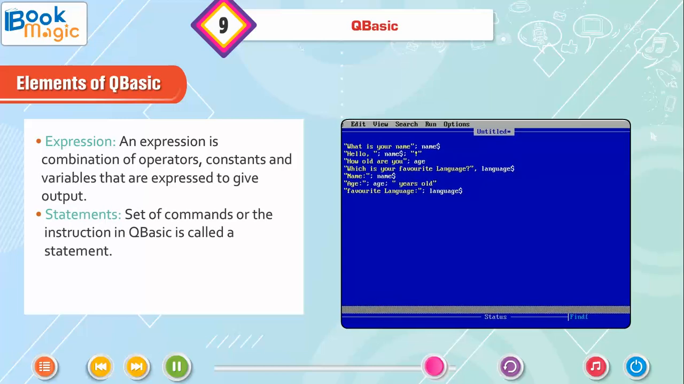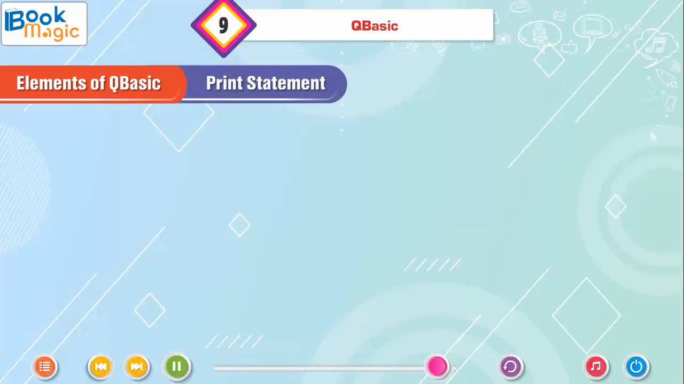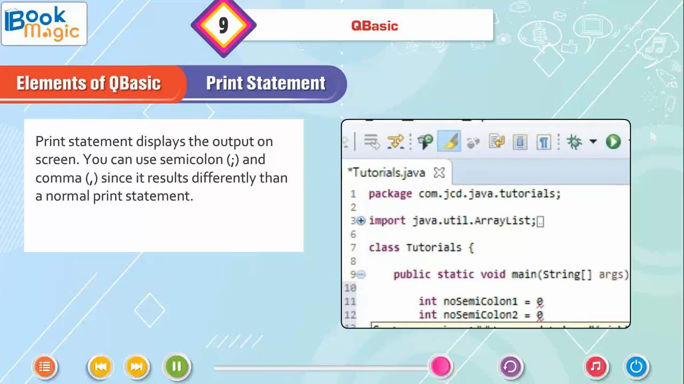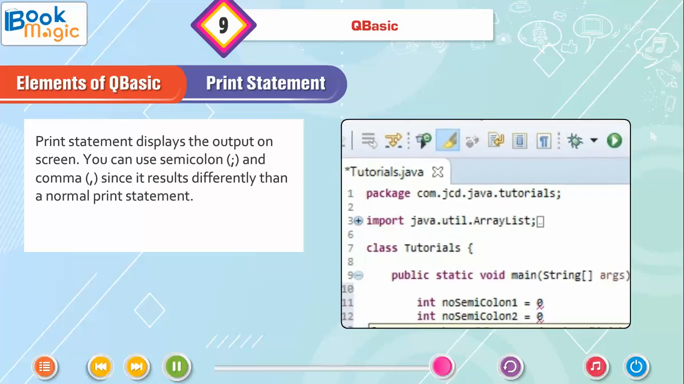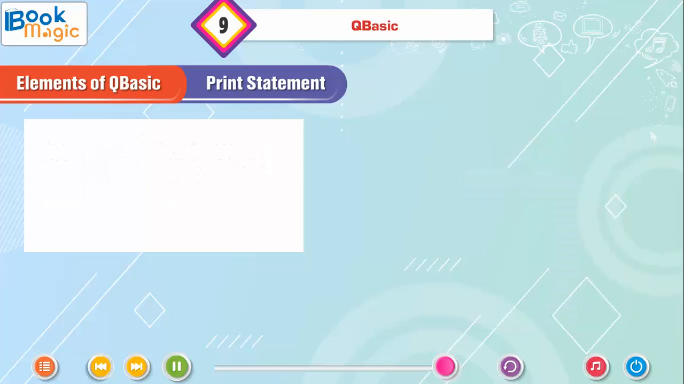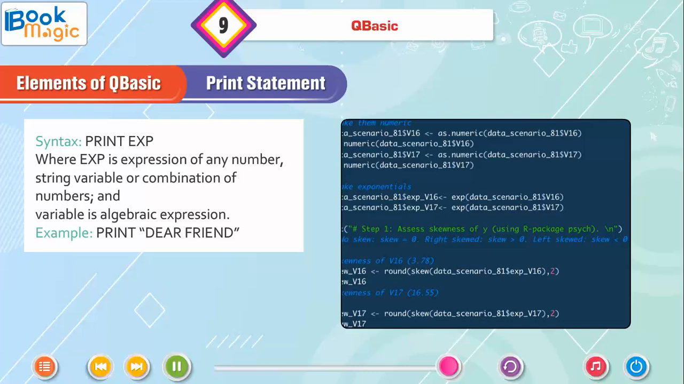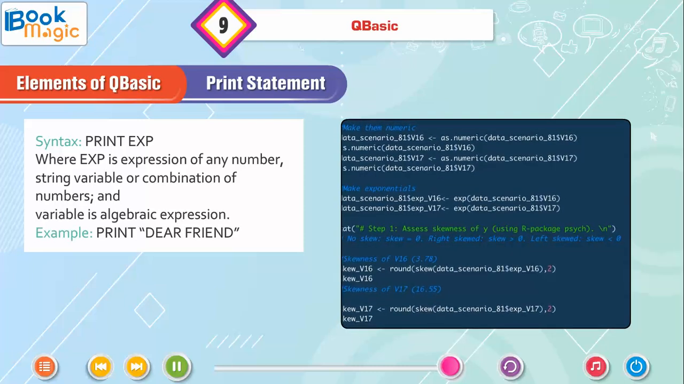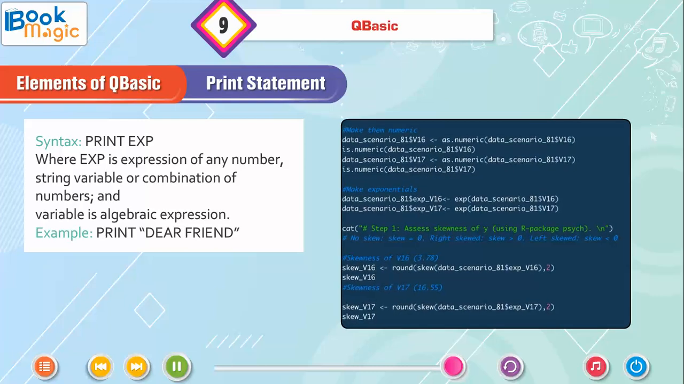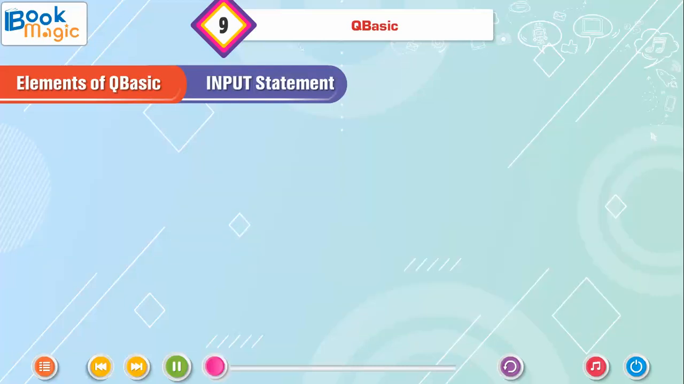Statements. A set of commands or instructions in QBasic is called a statement. Print statement. Print statement displays the output on screen. You can use semicolon and comma since they result differently than a normal print statement. Syntax. PRINT exp, where exp is an expression of any number, string variable or combination of numbers and variables, or an algebraic expression. Example. Print dear.